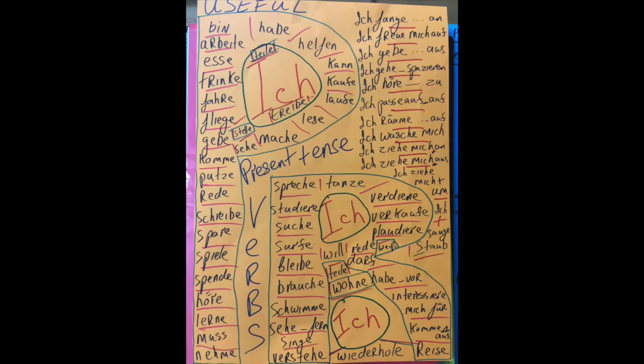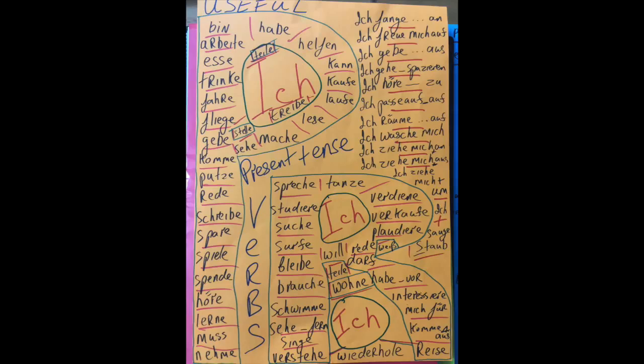Note that when you're talking about the ich form, all of the verbs end in e, with the exception here of ich bin, because it's an irregular verb. An irregular verb means that the spelling changes as you go down to the I, you, he, she. A regular verb is a verb that does not change spelling as you go down the I, you, he, she.